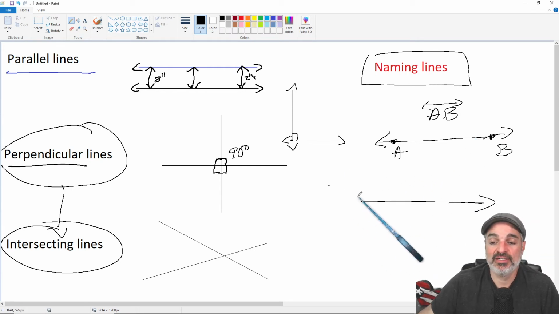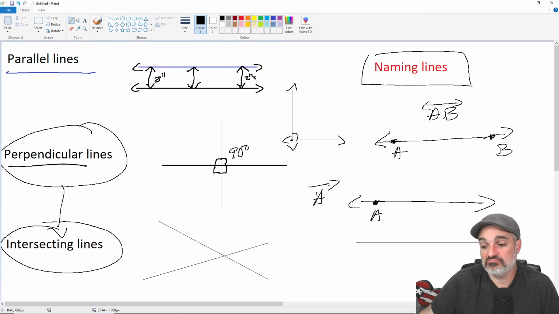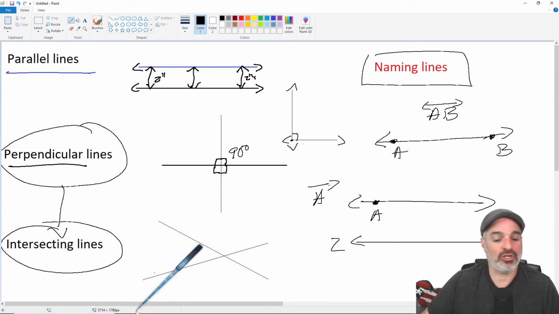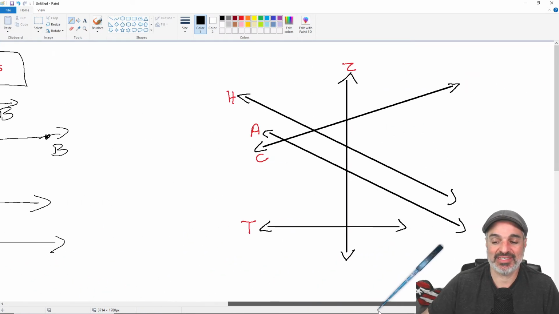Sometimes lines are named only by one point. So this is line A. Sometimes they don't even have a point on the line, but we say, oh, that line is line Z. So there are many different ways to name a line, but it's important that we learn to recognize how we name the lines. Okay, so let's go to the example.